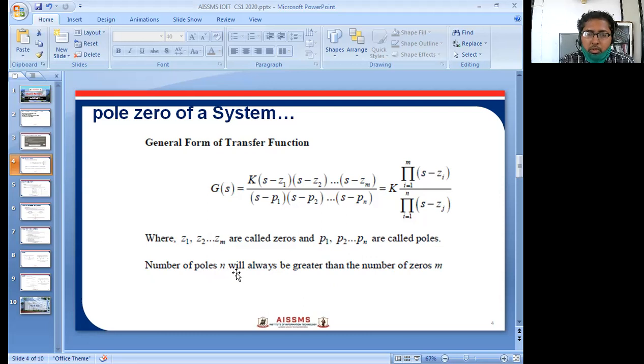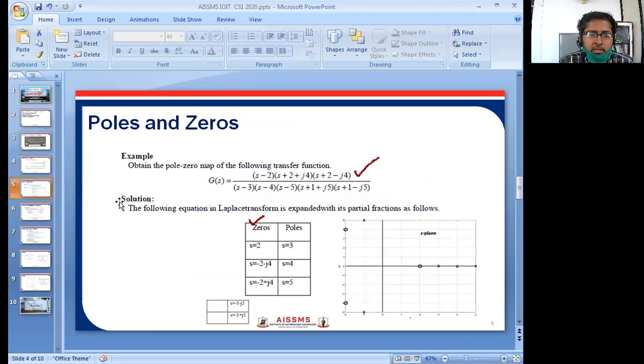The number of poles is generally greater than or equal to the number of zeros. It depends on the type of system that is useful, and depending on that, the poles and zeros are defined along with the gain of the system. So how do we define these poles and zeros?